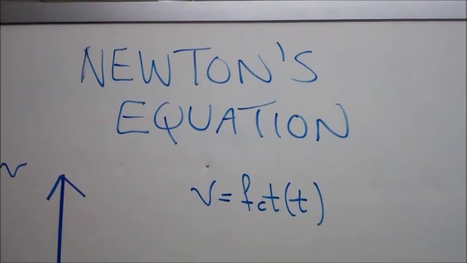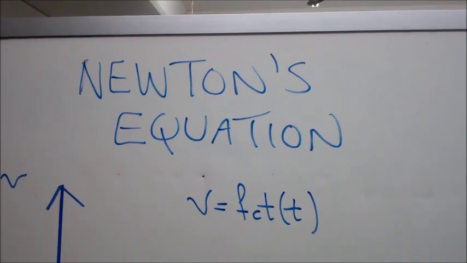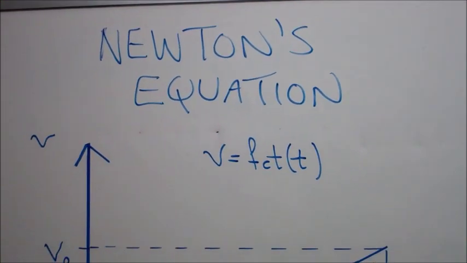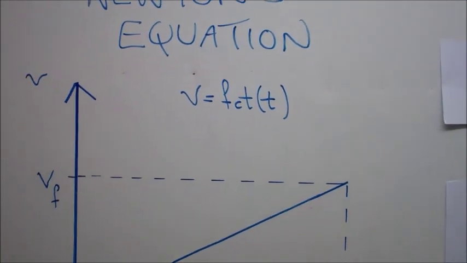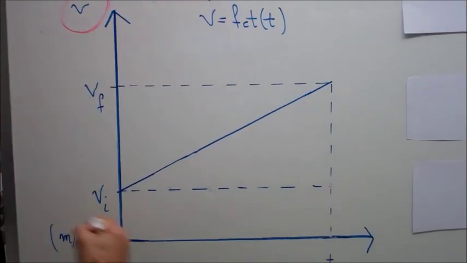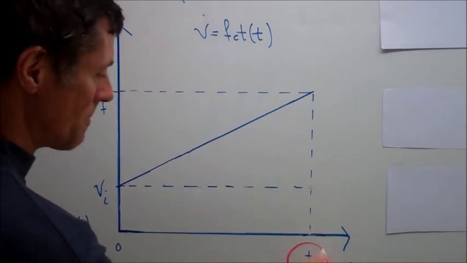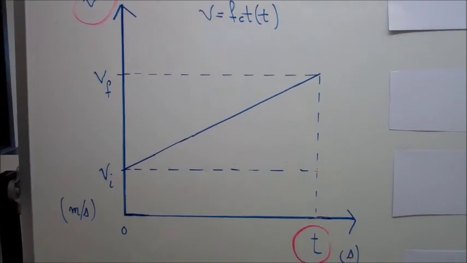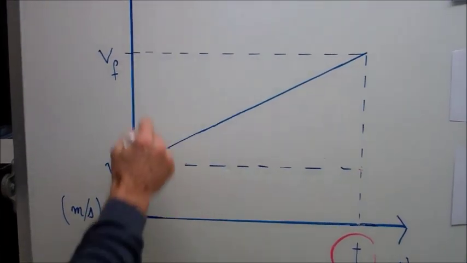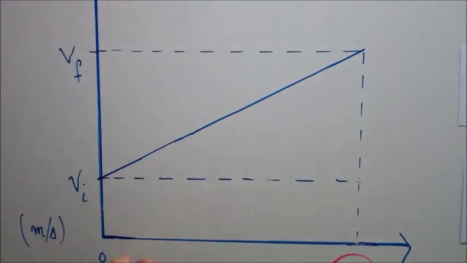We're going to present to you Newton's equation and try to derive formulas, or at least one formula in this first video, from this graph. As you can see here, we have a graph of v, speed, versus time. We see that we have an initial speed, not at zero, and a final speed up higher for a period of time.